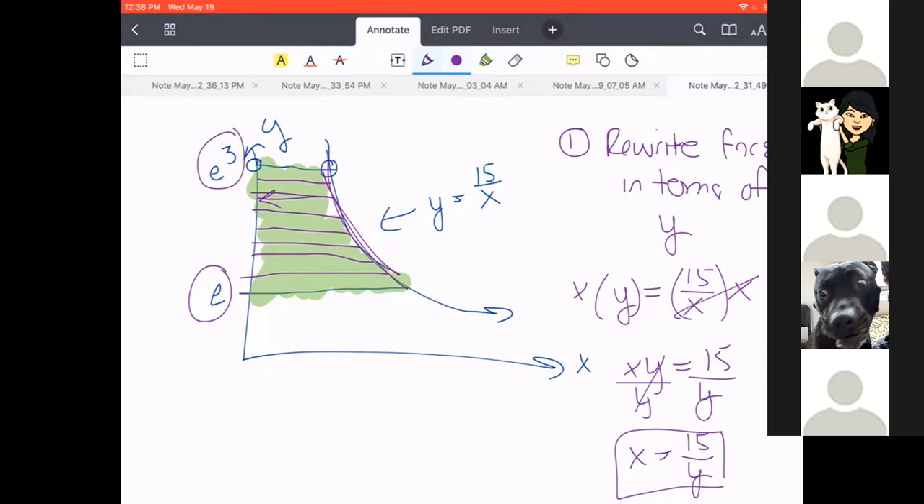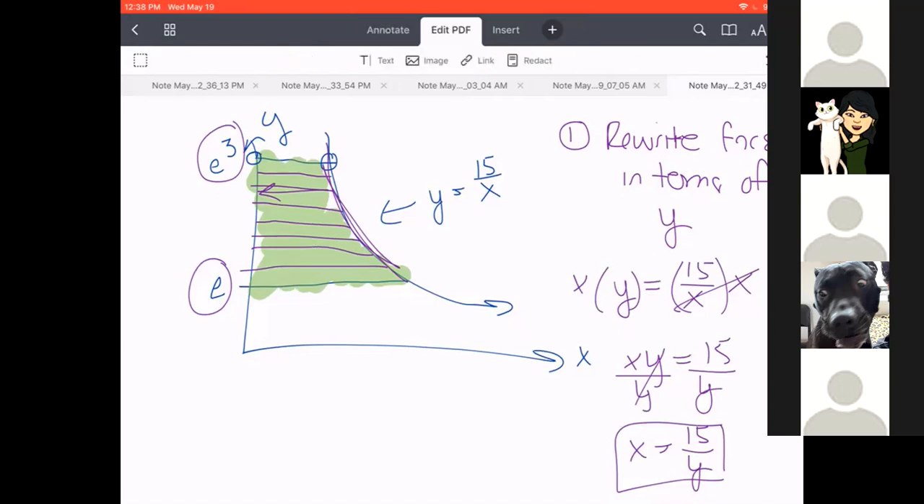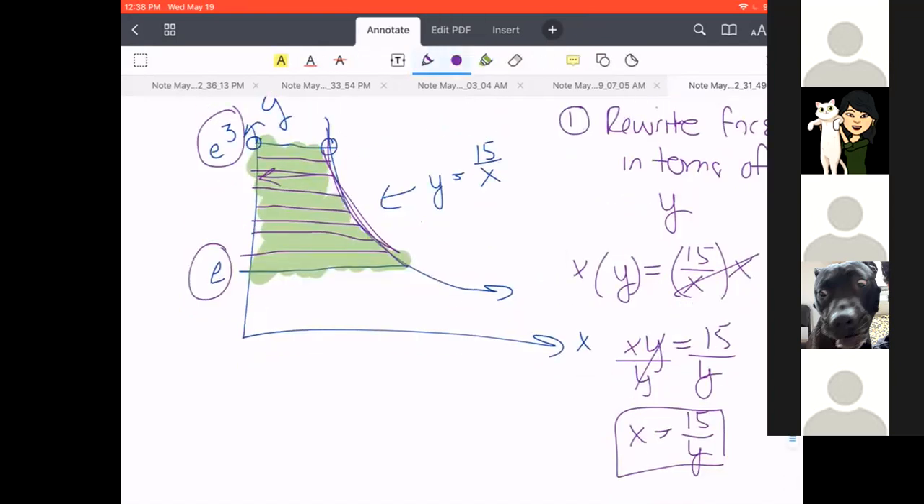Once you have that, then you can just take the integral. Just like we would take an integral with respect to x, we're going to take it with respect to y. Nothing else changes. Then take the integral.